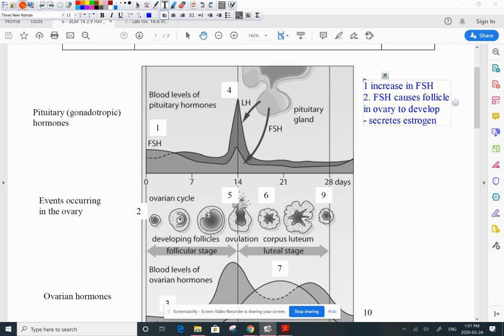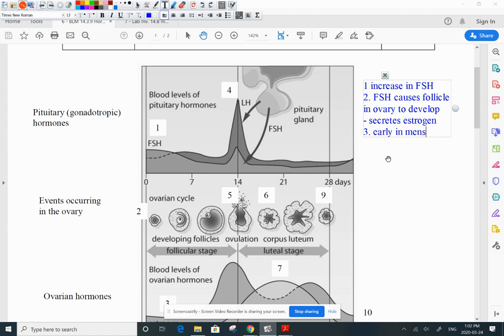But remember that estrogen is the hormone that initiates the buildup of the endometrium lining, the lining of the uterus. So it initiates, in addition to all the things that it does, like secondary sex characteristics, it's going to start the buildup of the menstrual tissue.